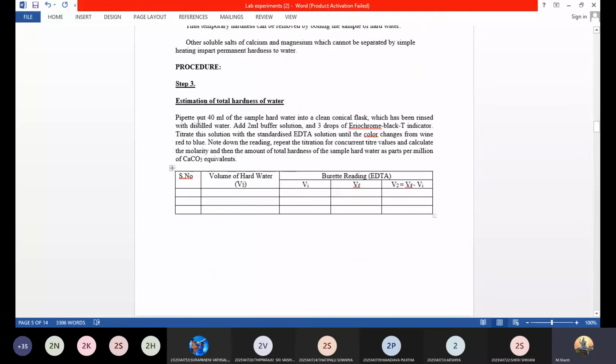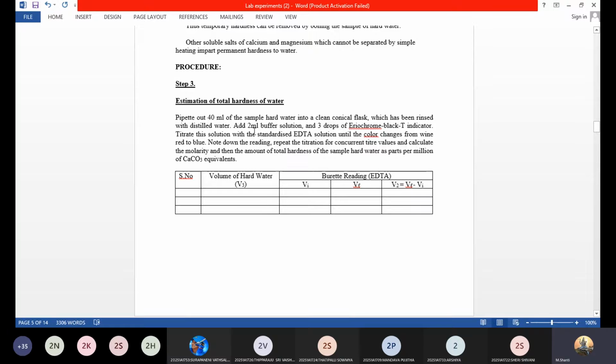So here you can see: pipette out 40 ml of sample hard water into a clean conical flask. Pipetting out 40 ml is a time-taking process. What you can do is you will be given a measuring jar. So you can directly measure 40 ml from the tap into a measuring jar and transfer this water into a conical flask.